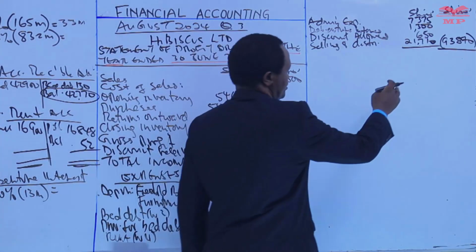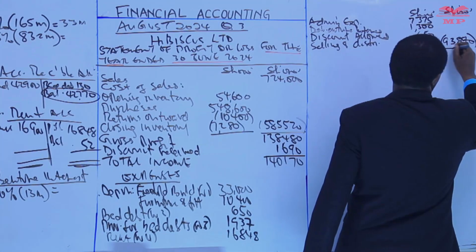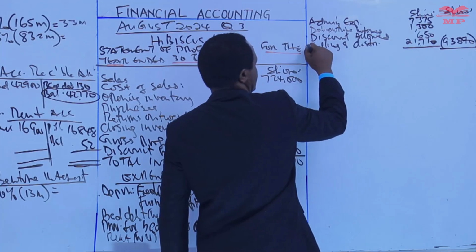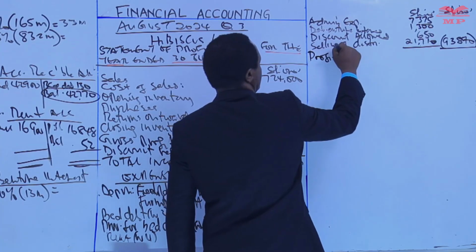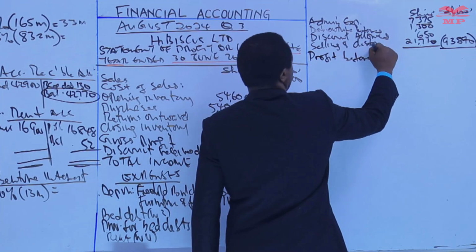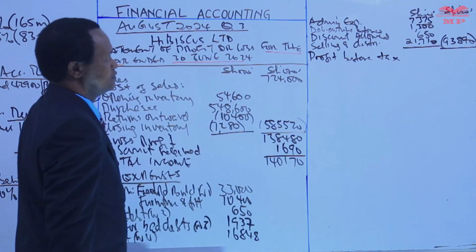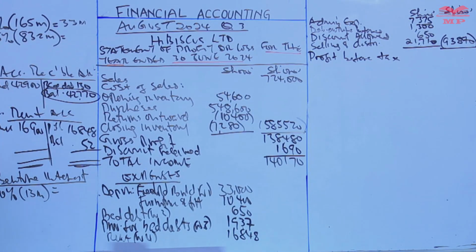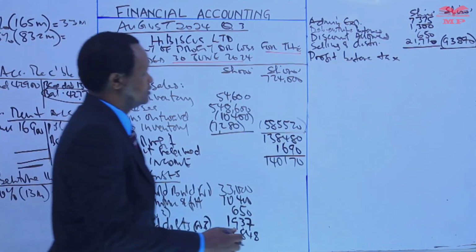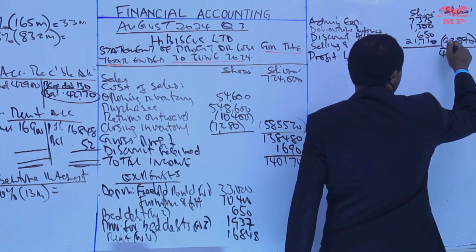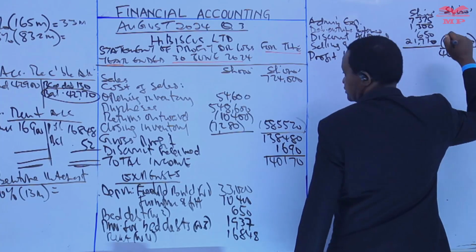Give me the profit. What is the profit before tax? What you get there is profit before tax. 46,300.